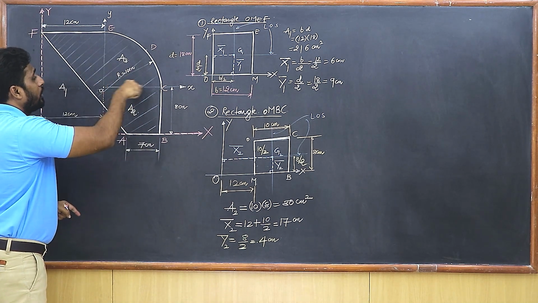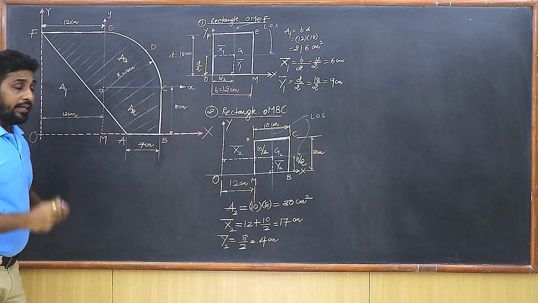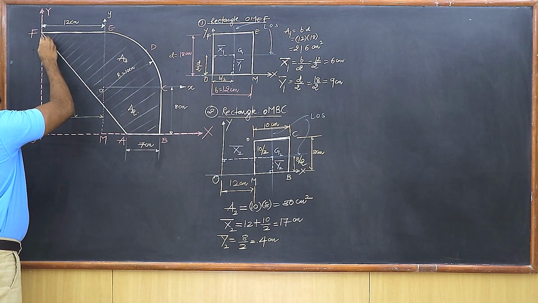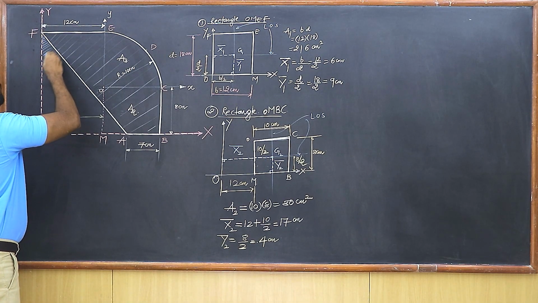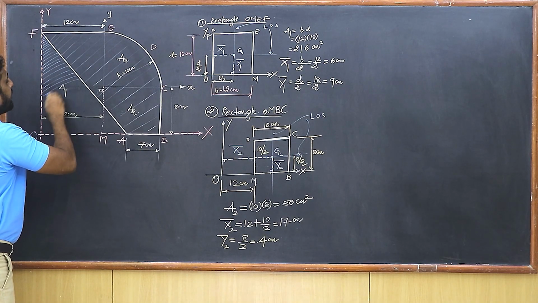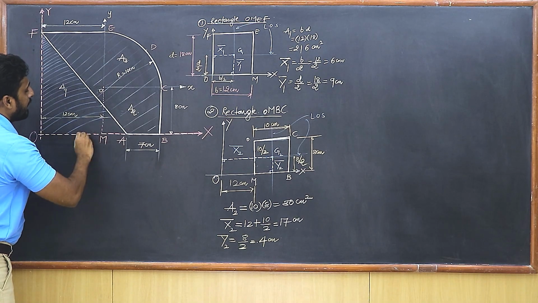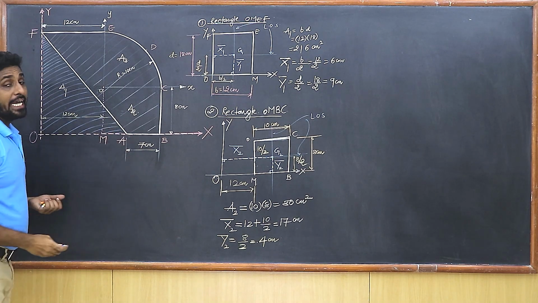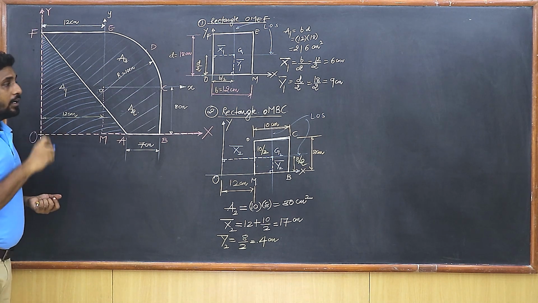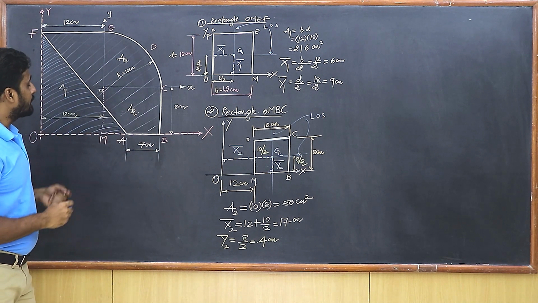Now let's work out with the quarter circle, isn't it? That's the third standard shape that I'm going to take. And finally, students, I'm going to take the triangle. This is the last standard shape that I am going to consider, because this standard shape I want to remove from the plane lamina, isn't it? This standard shape needs to be removed, so its area is going to come negative. So that's the reason I'm going to consider the triangle at the end. At this moment, I'm going to consider the quarter circle first.